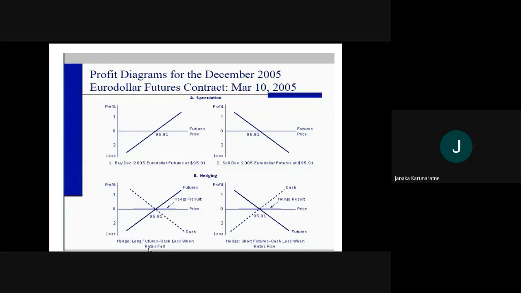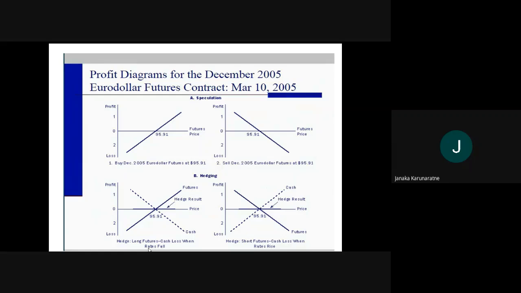So if you expect interest rates to rise, because what happens if the interest rate rises in future, your borrowing cost would be higher. Let's say you are a bank, you want to borrow in future, the risk is the interest rate rising. So in the cash market, you lose if the interest rate rises. But if you sell a futures contract today, you can gain by a possible interest rate increase in the futures market.